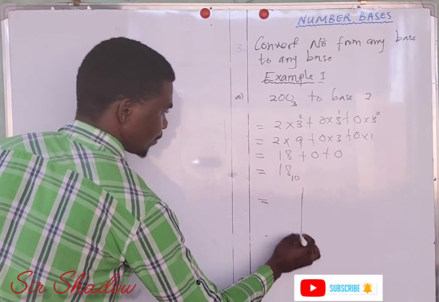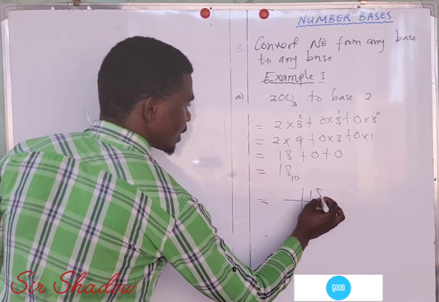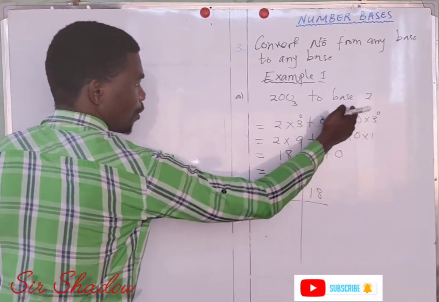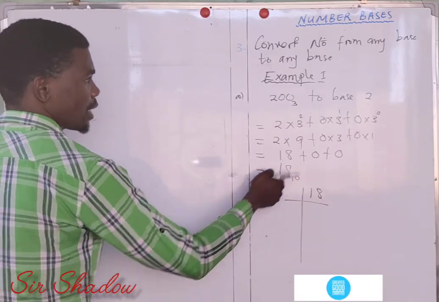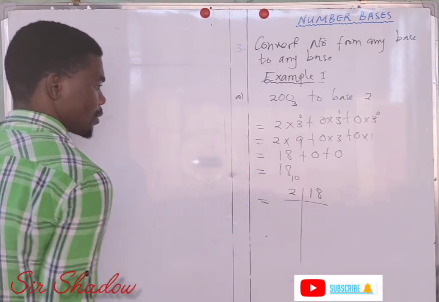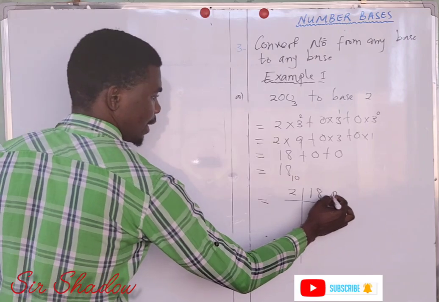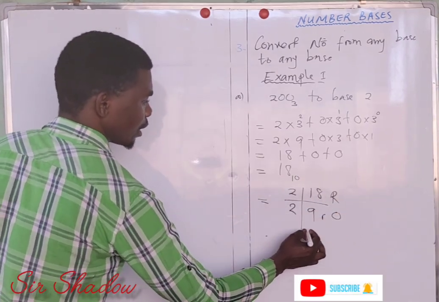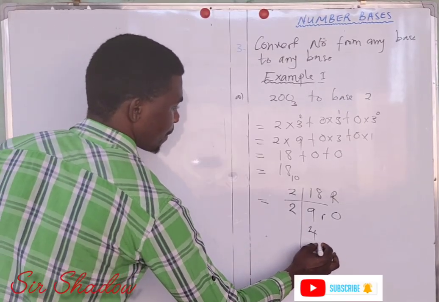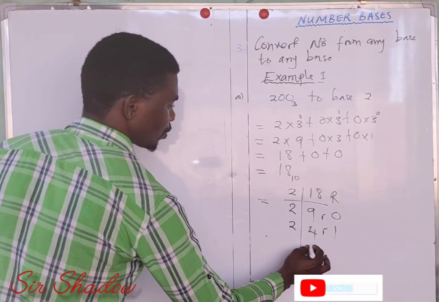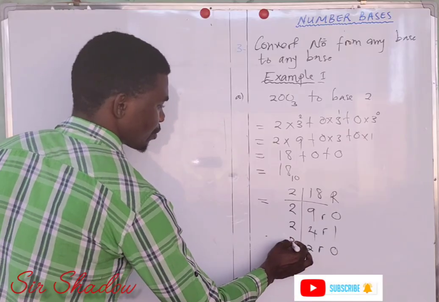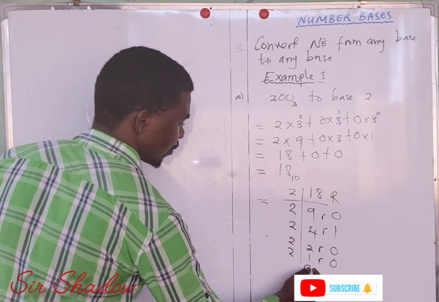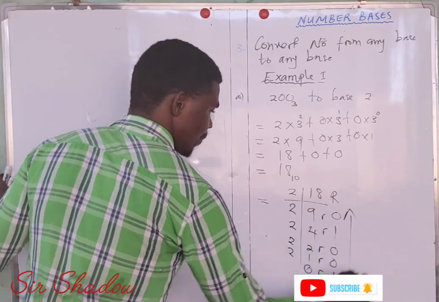Here we write 18 now. It's no longer 200 base 3; we are now using 18, converting that 18 from base 10 to base 2. Here we write the remainders. 2 into 18 is 9, remainder 0. 2 into 9 is 4, remainder 1. 2 into 4 is 2, remainder 0. 2 into 2 is 1, remainder 0. 2 into 1 is 0, remainder 1.